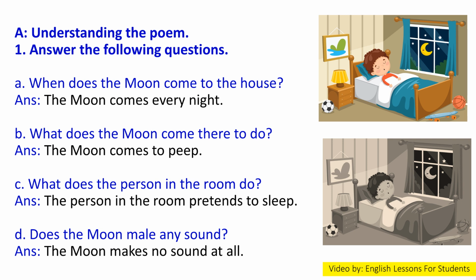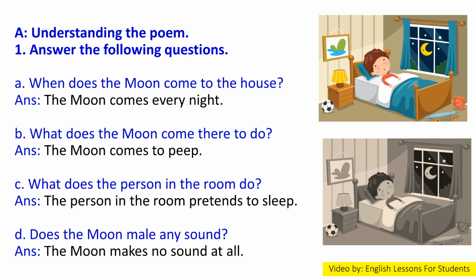Exercises. A. Understanding the poem. 1. Answer the following questions. A. When does the moon come to the house? Answer. The moon comes every night. B. What does the moon come there to do? Answer. The moon comes to peep.